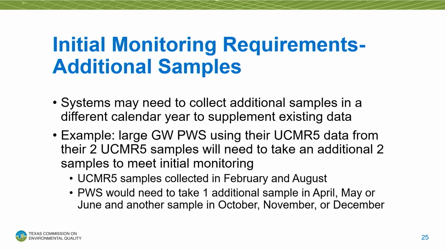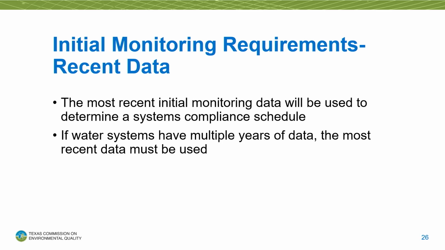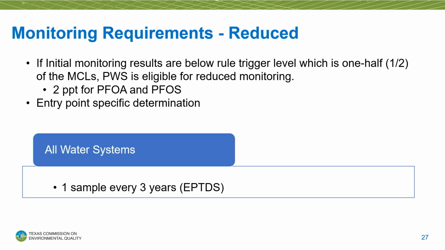But for these, the year doesn't matter. It would just need to meet the monitoring period. So first quarter, second quarter, third quarter, fourth quarter. It just needs to meet that monitoring period. So for recent data, the most recent initial monitoring data will be used to determine the system's compliance schedule. If a system has multiple years of data, the most recent data will be used.